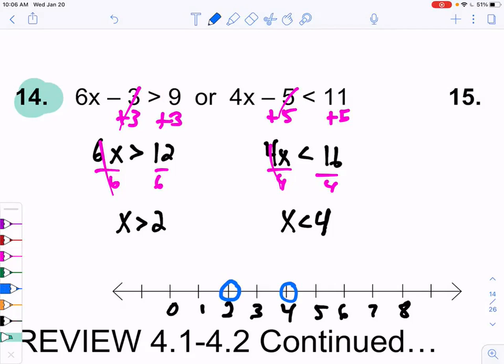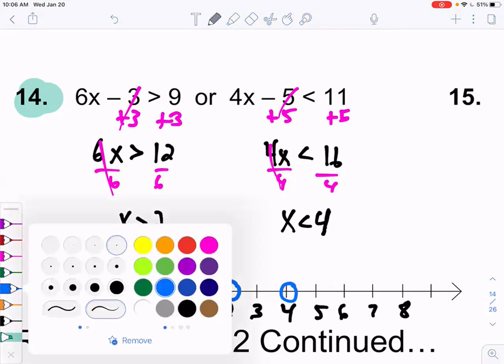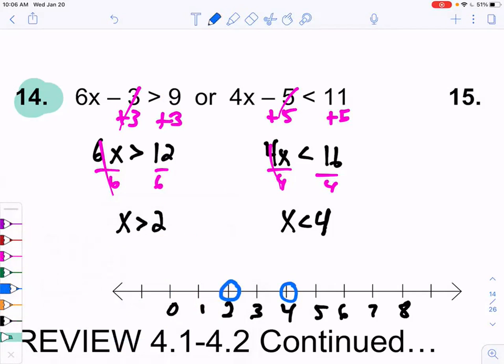Keep them open, yeah, because there's no equal to. All right. So in this case, we're going to have x is greater than 2. This one's a little goofy. Yeah, it is. I was just looking at that too. So this one is a little bit goofy. We have x is greater than 2. So we're going to shade on this way.